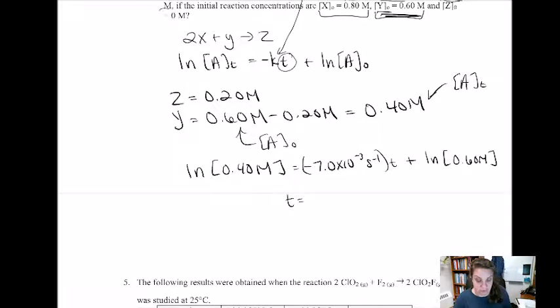Okay, so now I'm just going to solve for my time. ln 0.4 minus ln 0.6, divided by negative 7.0 times 10 to the negative 3, gives me a time of 57.9 seconds. That was fun. I like that one.